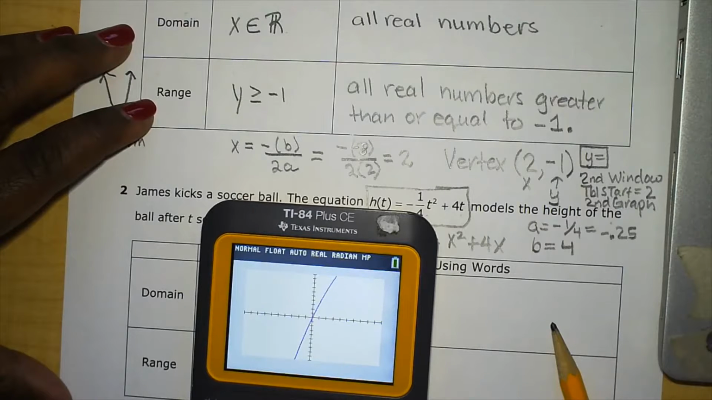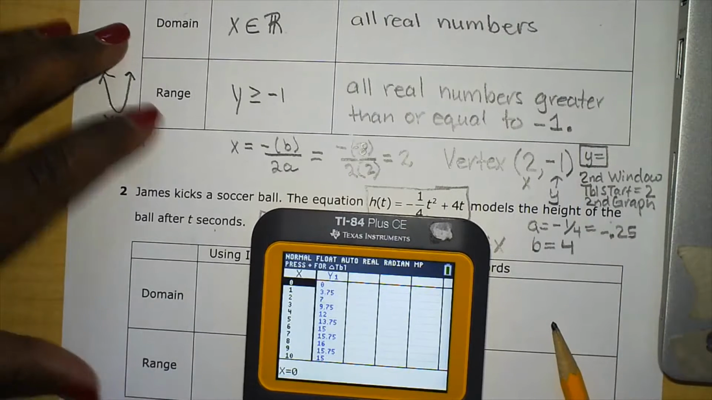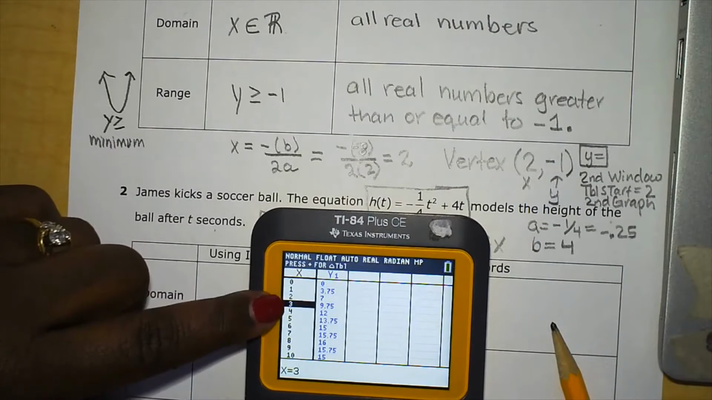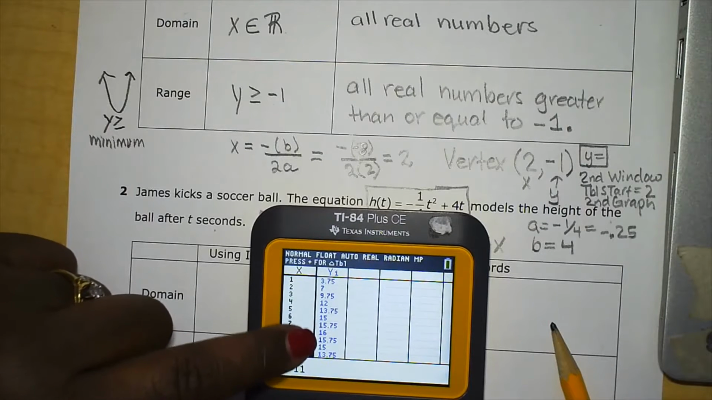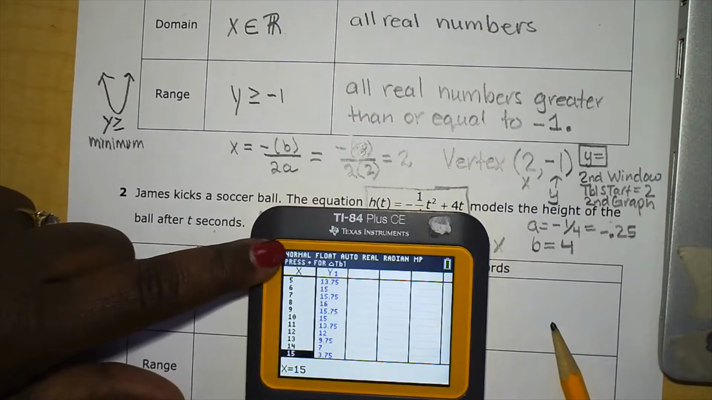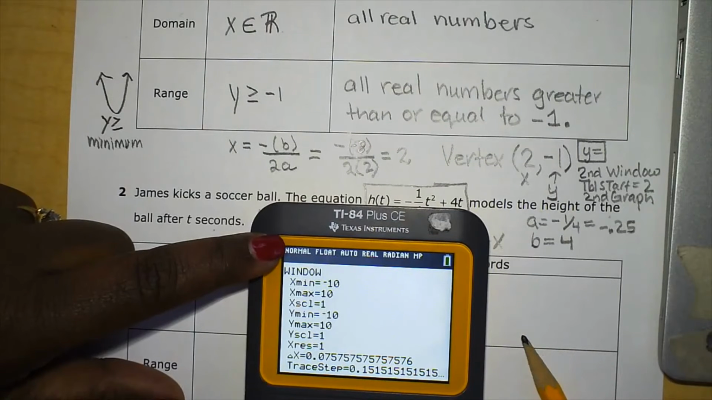So we want to go to our table and see what happens. At 0, the ball is at 0. Then it's going up, see? It's going up, and it gets as high as 16. Then it starts coming back down. So if my window is at negative 10, 10, I won't see where the ball hits its maximum. The y value was up at 16.